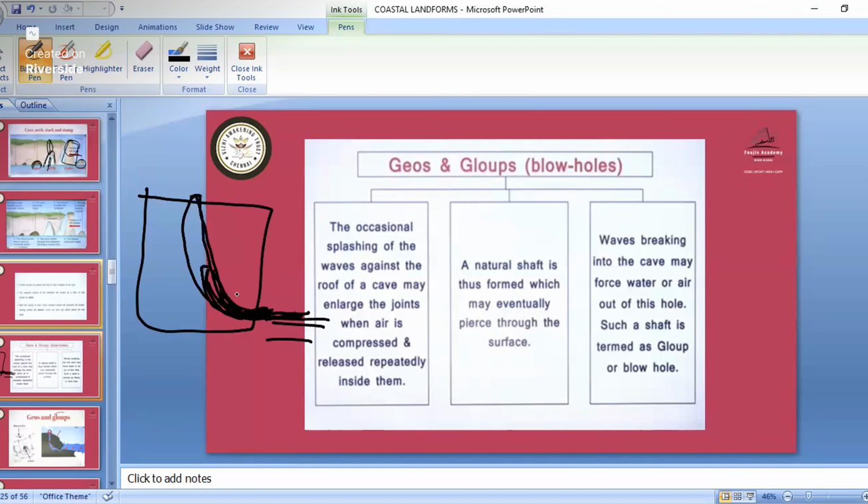This landform will be like a highland in the beach area or in the island area. When the water flows through, this particular part has made holes here. So this particular part is known as the blow holes, or you can say gloups. And how to remember this, I'll say.